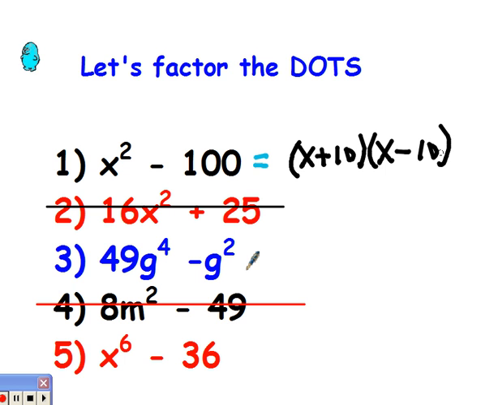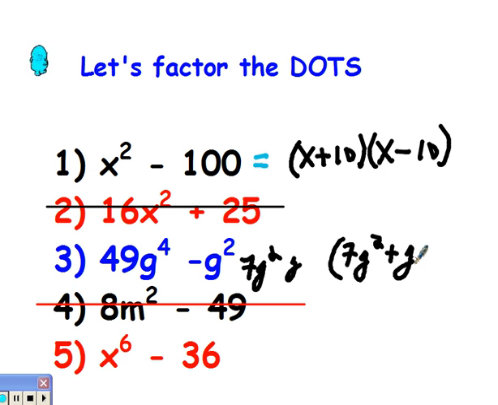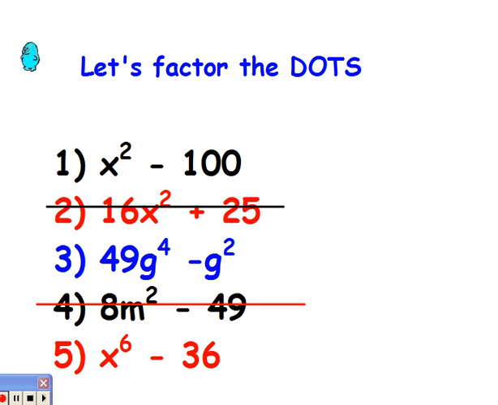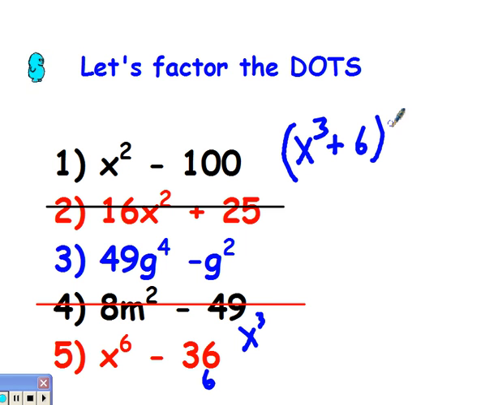Number 3, we had decided that we were squaring 7g squared and g, so my factored answer will be 7g squared plus g times 7g squared minus g. And the plus or minus can go first or last, it doesn't matter. For number 5, let's see. Here we're squaring x to the third, and here we're squaring 6. So our factored answer would be x to the third plus 6 times x to the third minus 6.